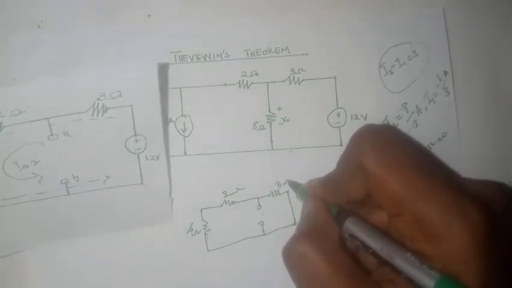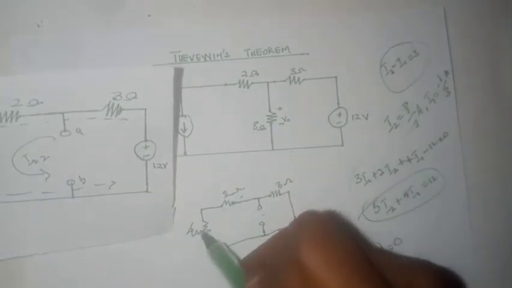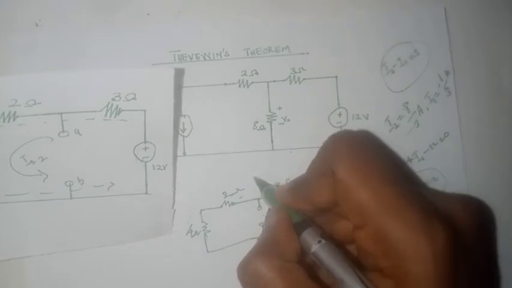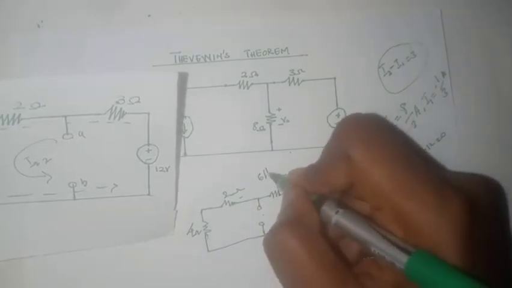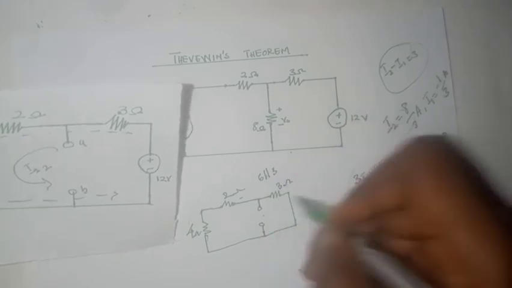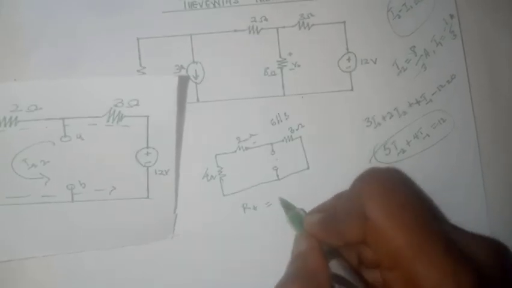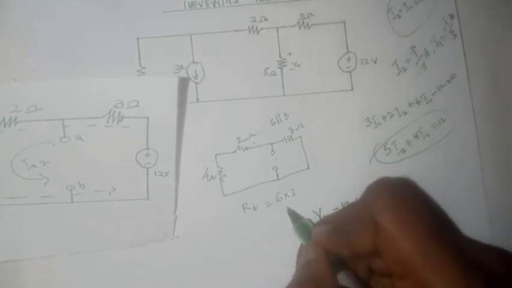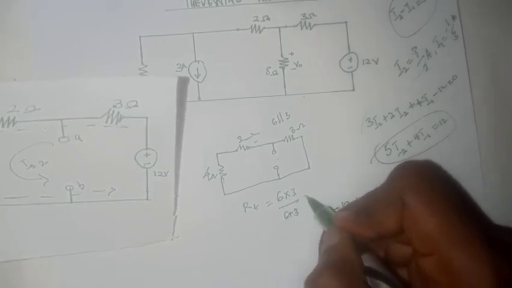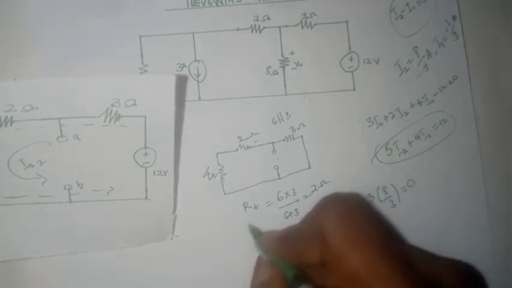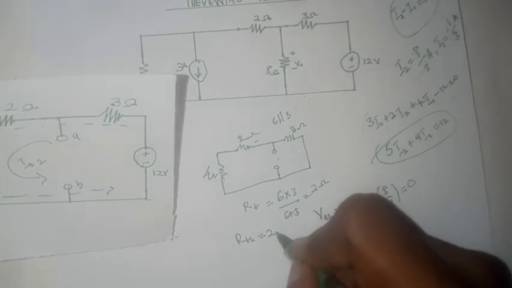After we turn off the power sources, these two are in series, so that will be 6 ohms, and then they are in parallel with the 3 ohm resistor. And when we resolve them, RTH would be equal to 6 times 3 divided by 6 plus 3, and that would be 18 divided by 9, 2 ohms. So RTH would be equal to 2 ohms.